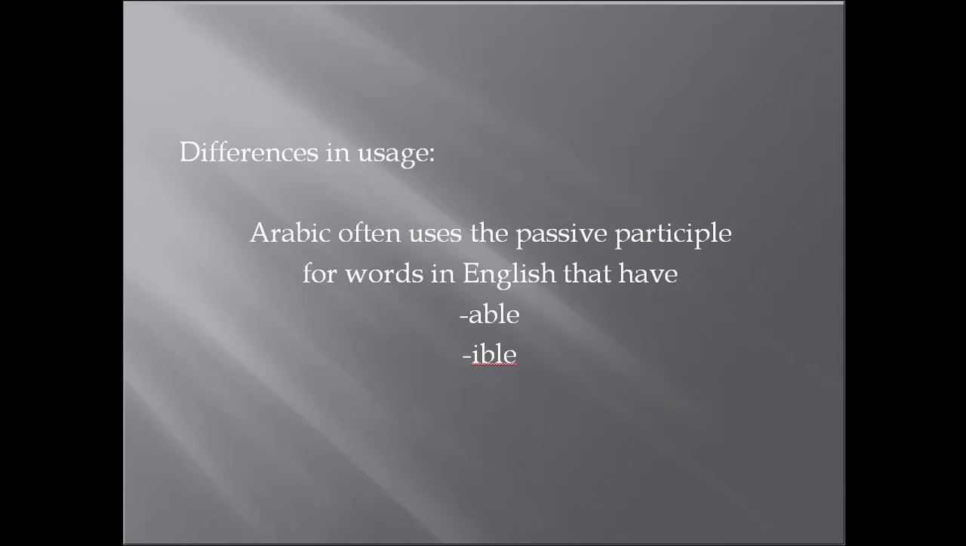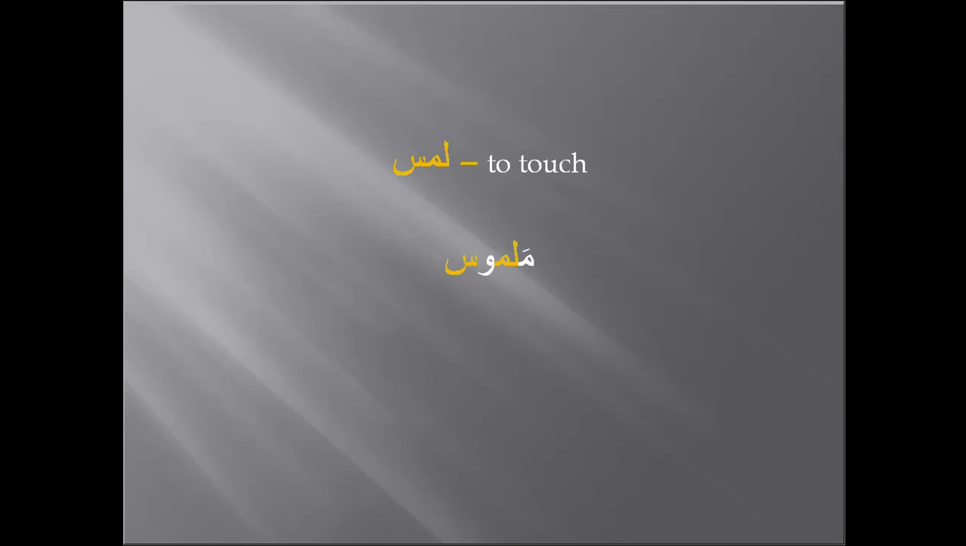Like for example, I'll give you the best example is probably this one right here. The root lemasa means to touch, no problem. Melmus, okay, literally you would translate this as touched, and it can be used that way, but how often are you going to use touched? Like, I mean, it doesn't mean like I am touched in my heart. How often are you going to use that? Well, not very often. So what this word really is used more often to mean is the word tangible.